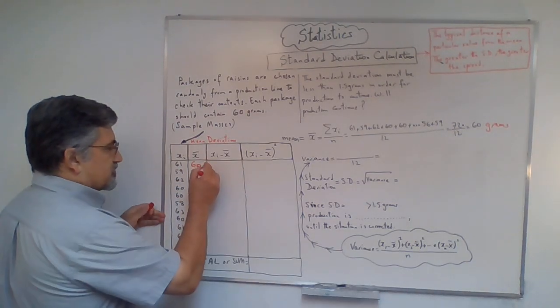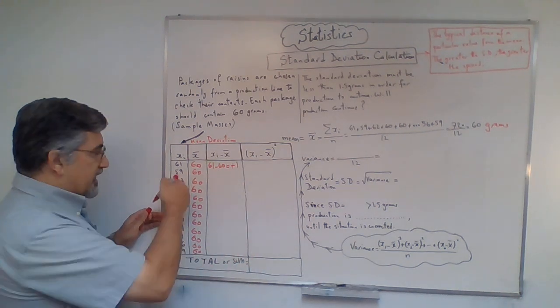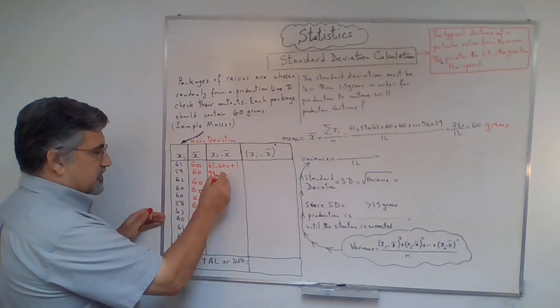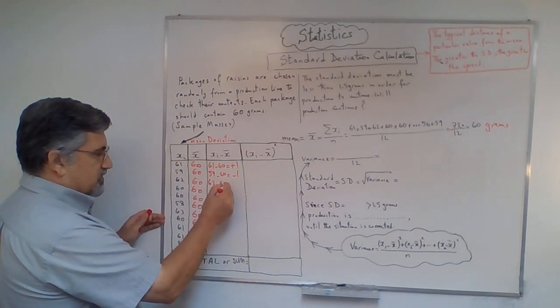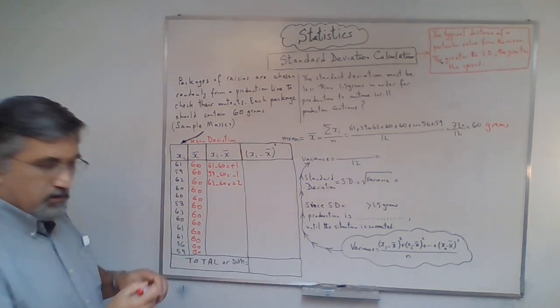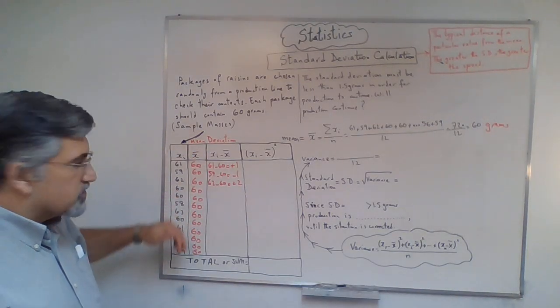So that's the first one, 61 minus 60, which is positive 1. Next one is 59 minus 60, which is negative 1. The other one is 62 minus 60, which is positive 2. So as you see, it's not that difficult to find all these deviations.